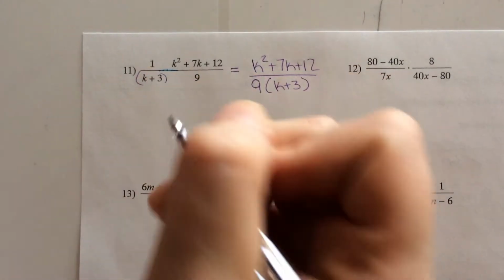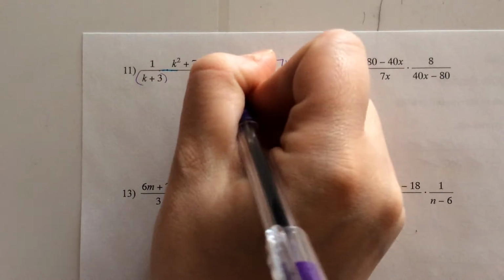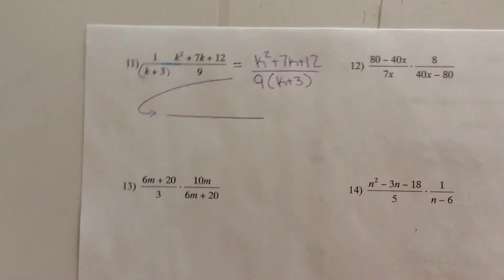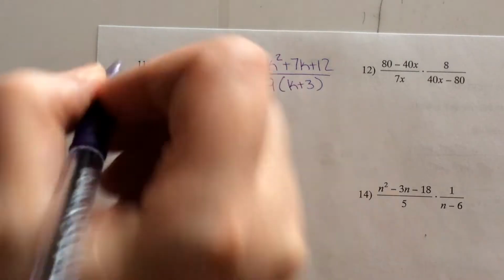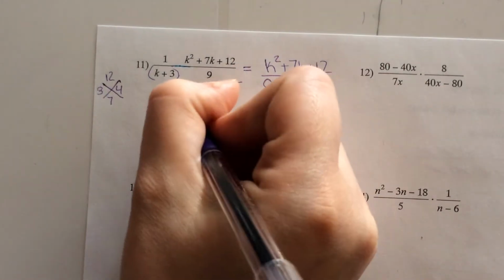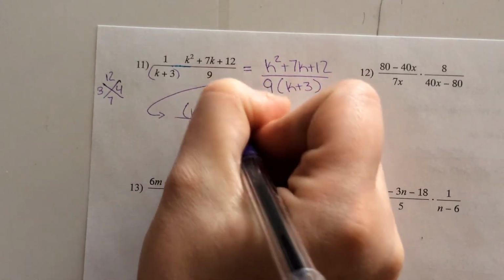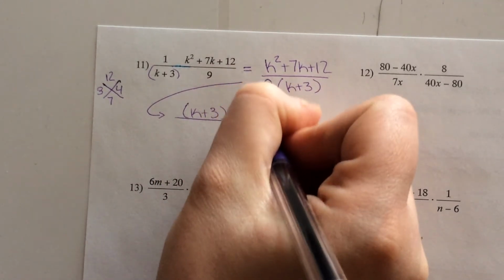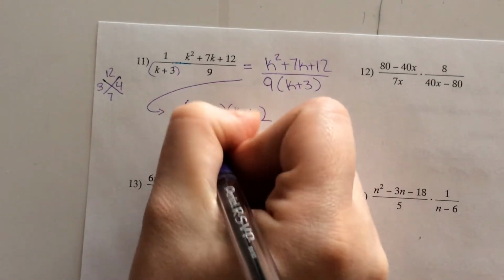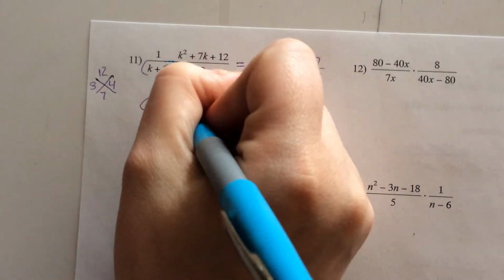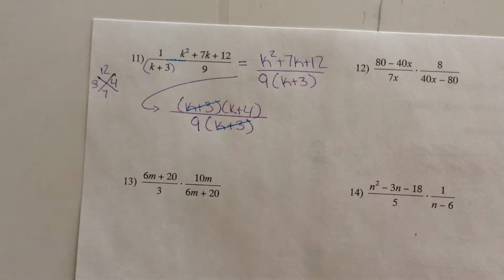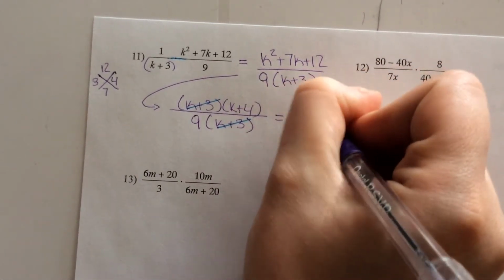Those are different factors, okay? So let's factor this out. In the numerator, let's go down here with it. In the numerator, I need multiples of 12 that get me to 7, 3 and 4, both positives. So we'll have a k plus 3 times k plus 4. And that's divided by 9 times k plus 3. Any factors that are identical will cancel out. And I am left with k plus 4 divided by 9.